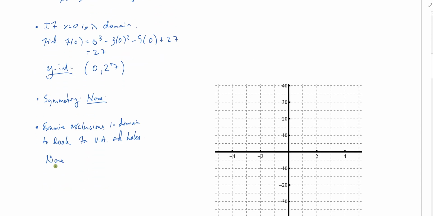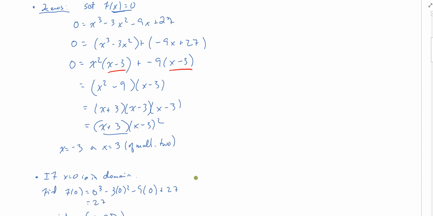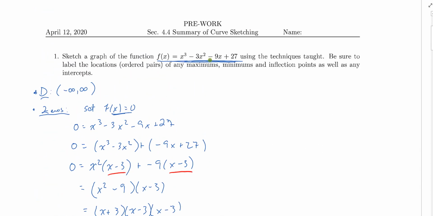I'm going to say in this case, this function has no vertical asymptotes or holes. Why is that? Well, there's a couple different answers to that. One, you could say it's a polynomial, and polynomials don't have vertical asymptotes or holes. But another way, and probably the more sophisticated way of answering that question, is to say, well, the domain was all real numbers. And if the domain's all real numbers, then you can't have any exclusions in the domain, and so there's no potential locations for us to have vertical asymptotes or holes.